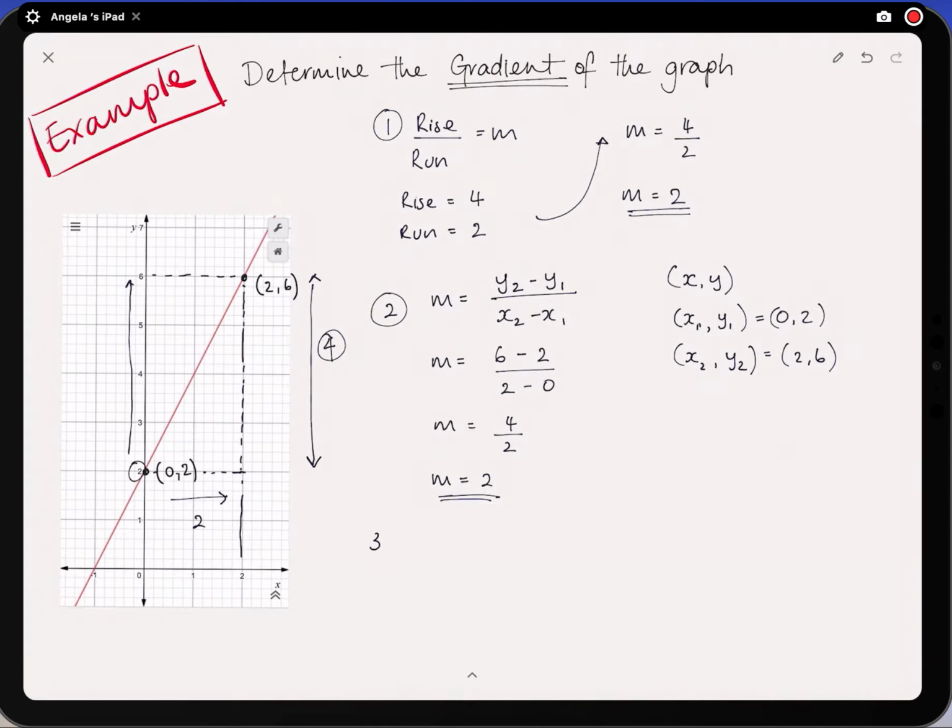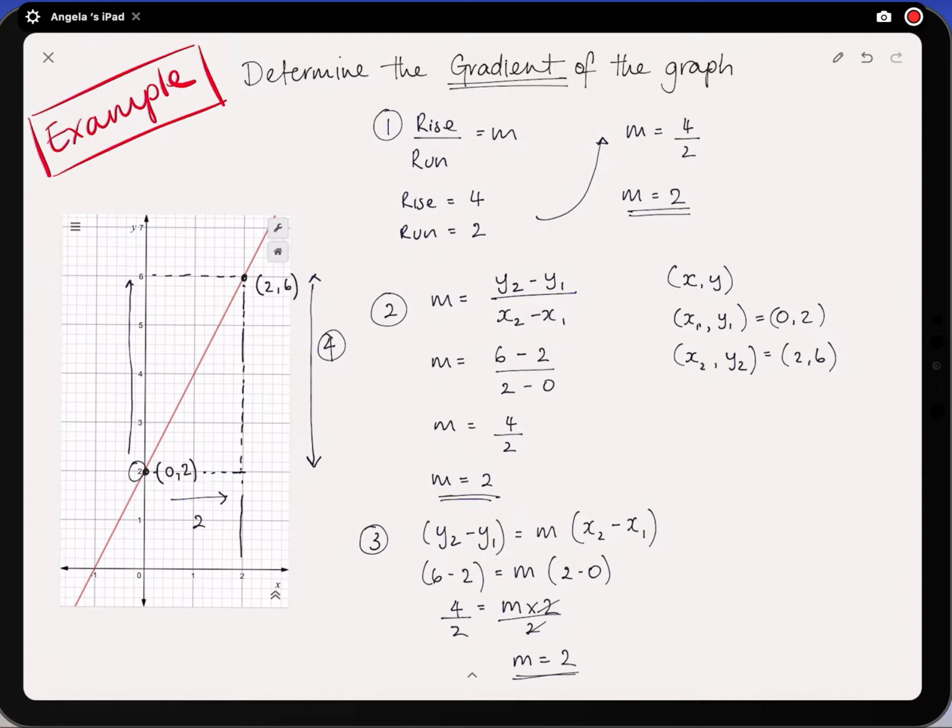So using the third method just for experience purposes, y2 minus y1 equals m times x2 minus x1. Substituting the values in because I know what they are, 6 minus 2 equals m times 2 minus 0, which gives me 4 equals m times 2. Dividing both sides by 2, they cancel out and m gives me 2.